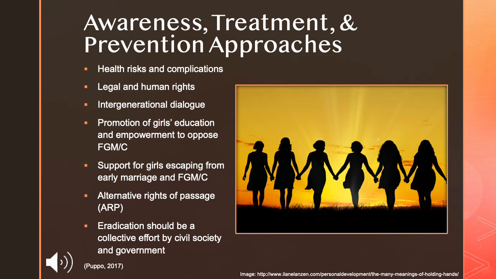Here are some awareness, treatment, and prevention approaches that can be used by both healthcare professionals and the general public when it comes to combating this issue. At the top, we have health risks and complications because, as previously mentioned, this can be a very harmful traditional practice, and it does pose a threat to the health of women and girls across the globe. Underneath that is the legal and human rights approach, establishing an intergenerational dialogue, promoting girls' education and empowerment to oppose FGM/C, support for girls escaping from early marriage and FGM/C, the alternative rites of passage, and of important note there at the bottom is that eradication should be a collective effort by civil society and government.